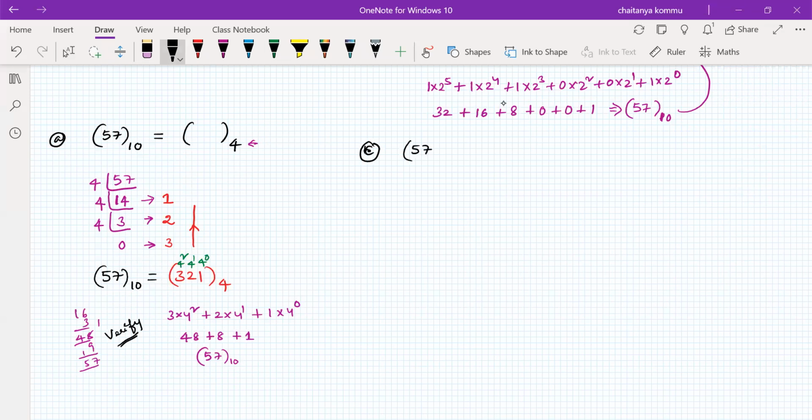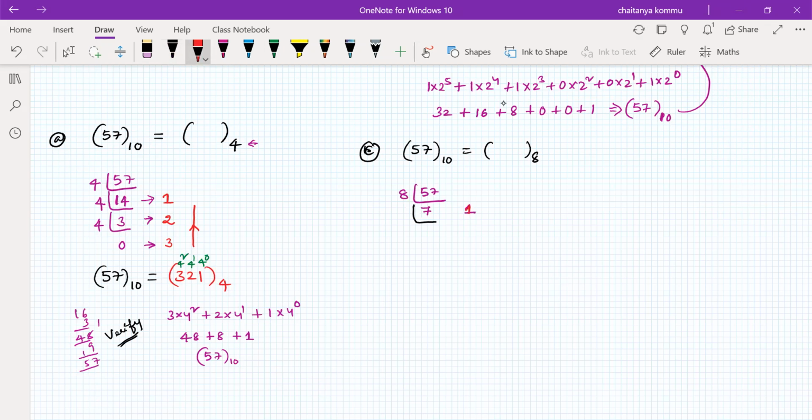57 base 10 is converted into octal. For example, let us do it in 8. So what can I do now? Anyone from the class? I need it in octal. 57 is divided by 8. How much does it come to? 7. 7 times 8 is 56. Remainder is 1, right?